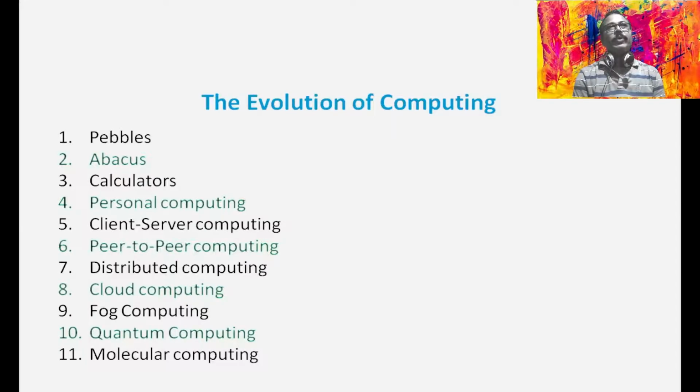Next, personal computing started. After that, the remaining things are based on networking: client server computing, peer-to-peer computing, distributed computing, cloud computing, fog computing. We'll see what networking is briefly, and then we discuss those things. And then we are moving towards quantum computing, molecular computing. This we already discussed briefly. Only to add them to the computing technologies, I have included them here. So you already know briefly about quantum computing, molecular computing. That will be enough.